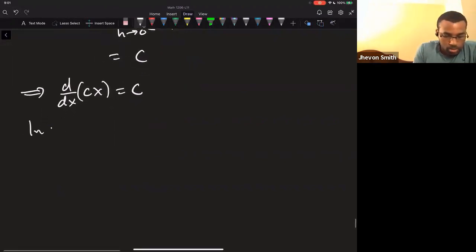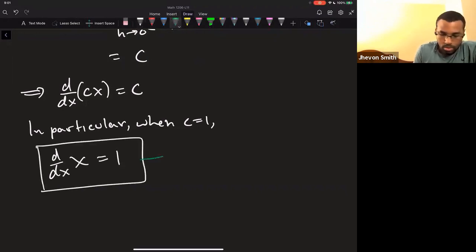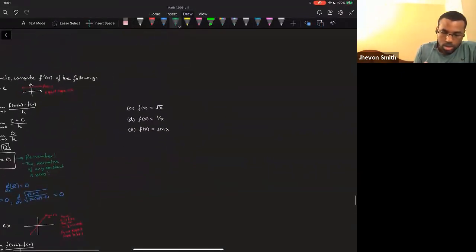In particular, when c equals 1, we get that the derivative of x is 1. Remember that. I'm going to do one more and leave these guys for you to do.